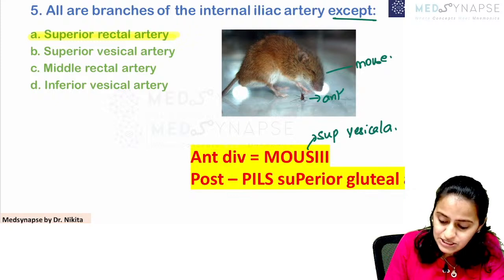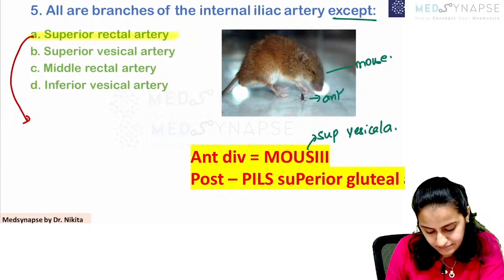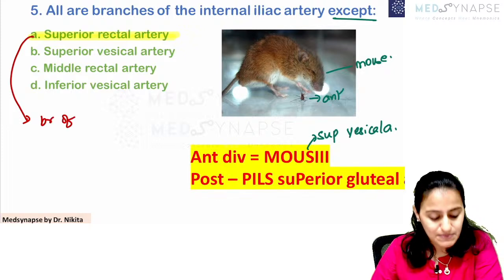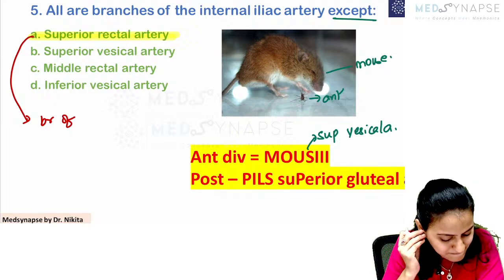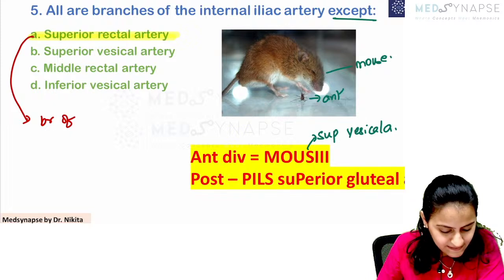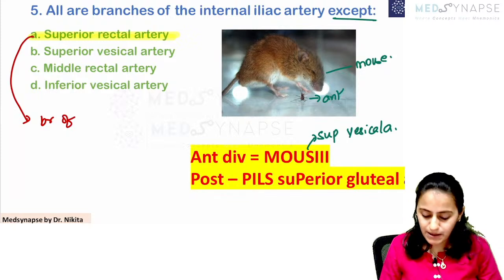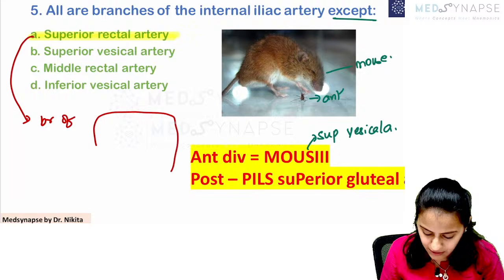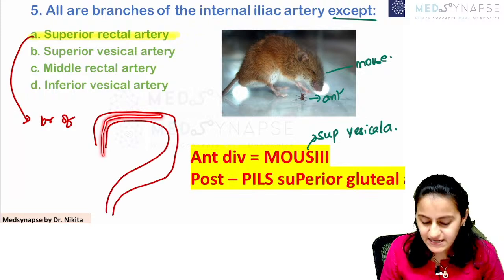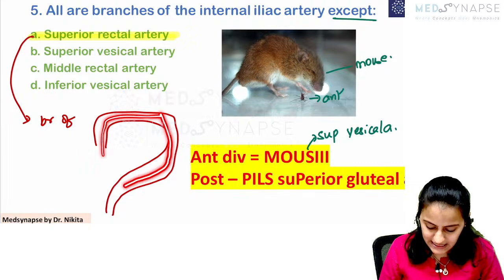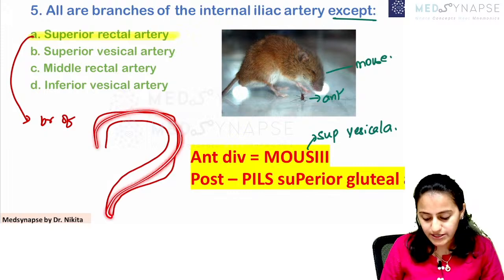Okay. So tell me, from where is the superior rectal artery coming? Superior rectal artery basically comes from where? If you remember the colon, this is how the colon is. You have the ascending, the transverse, the descending, the sigmoid and the rectum.